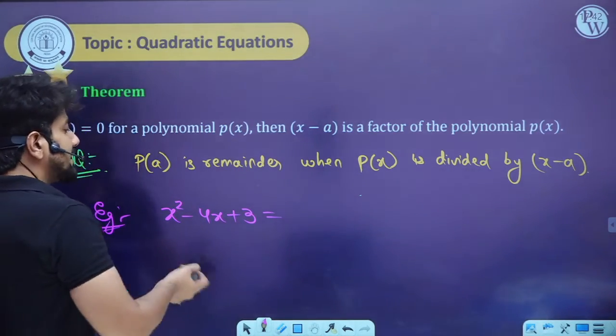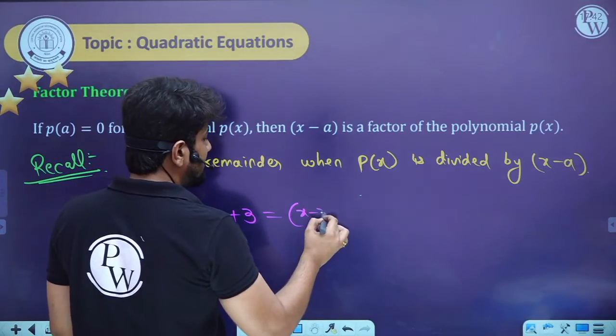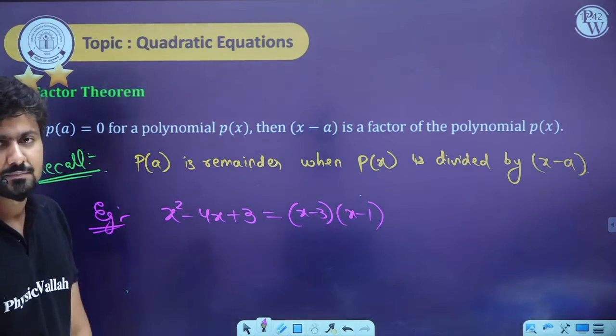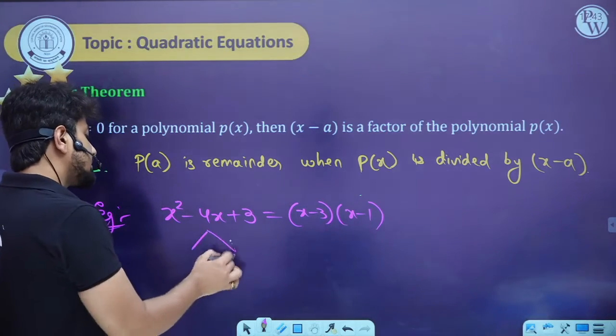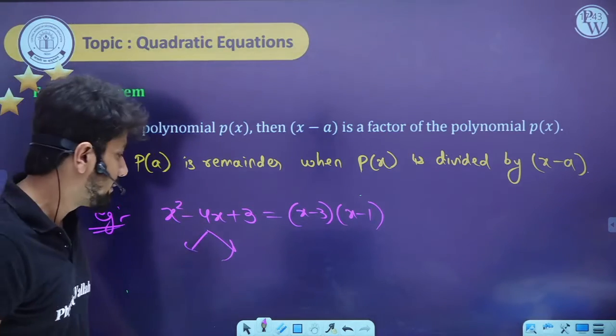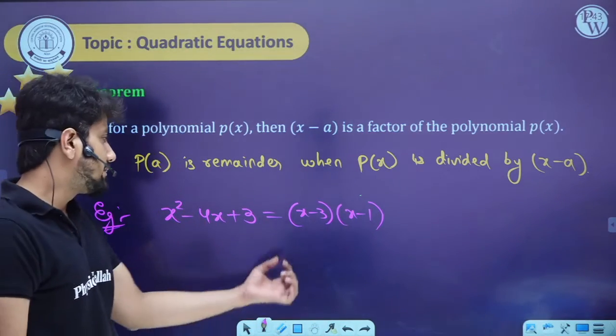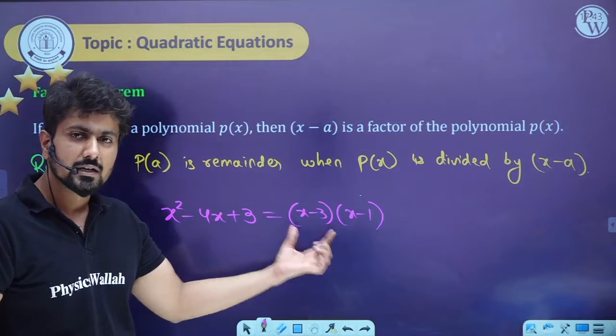Everybody can say that x minus 3 multiplied by x minus 1 are going to be the two factors. Just the middle term splitting method, you know that method, right? So you can factorize like this. Now let's have a look at the factor theorem.